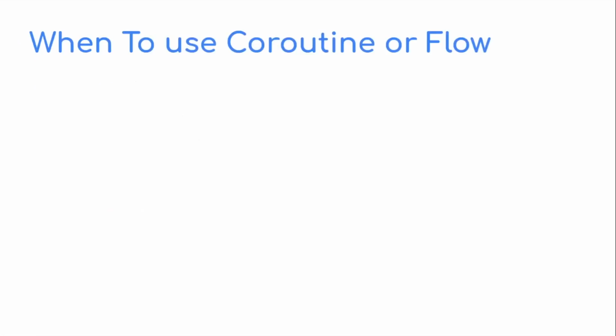When should we use coroutines, or when should we use flow? Can anyone give an example where you can use coroutines and where you can use a flow?